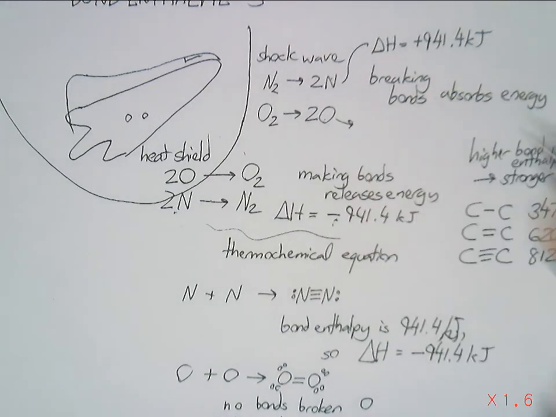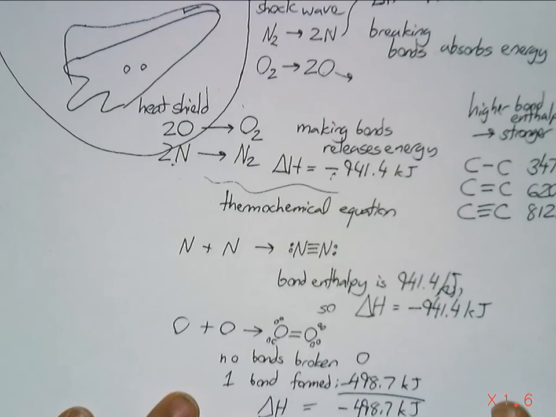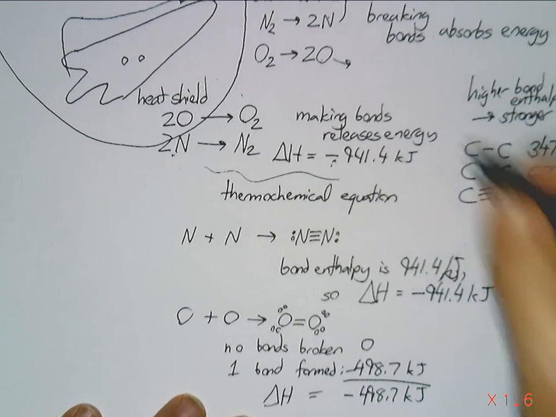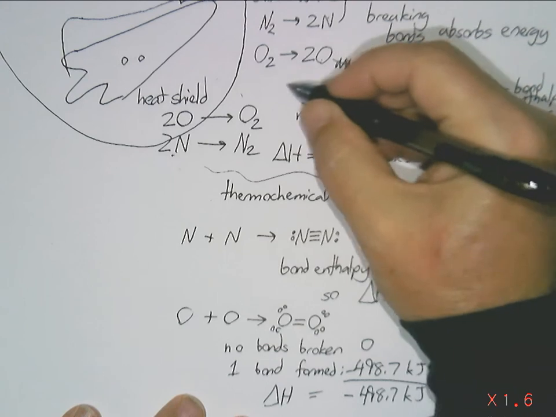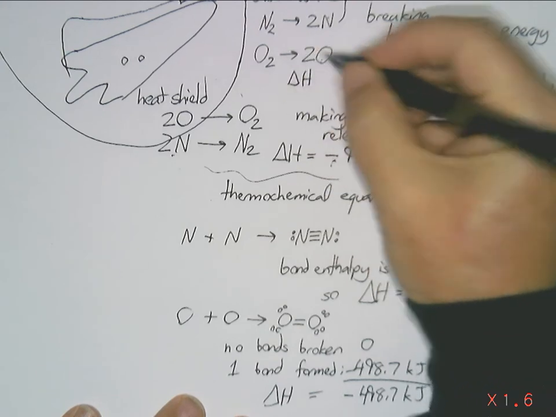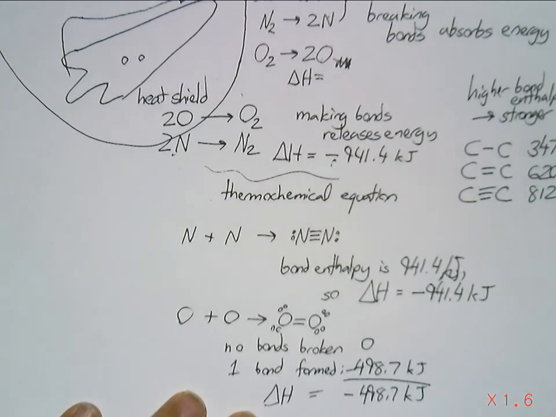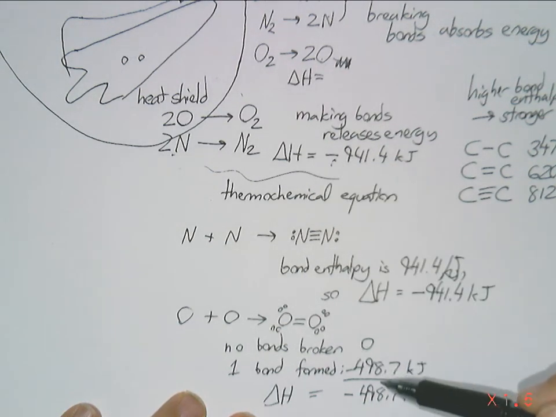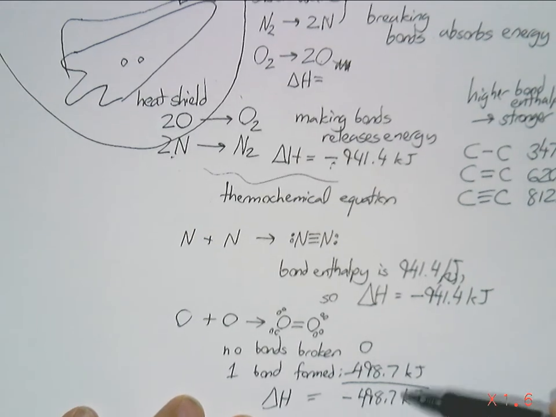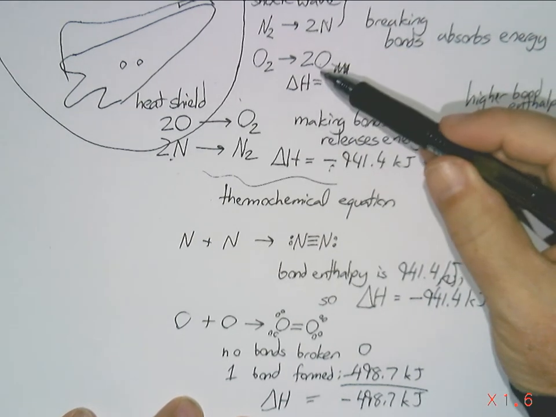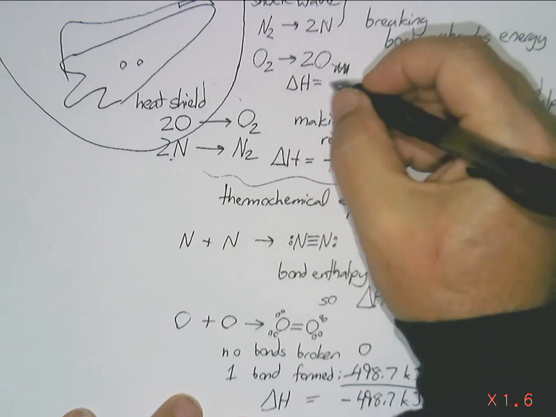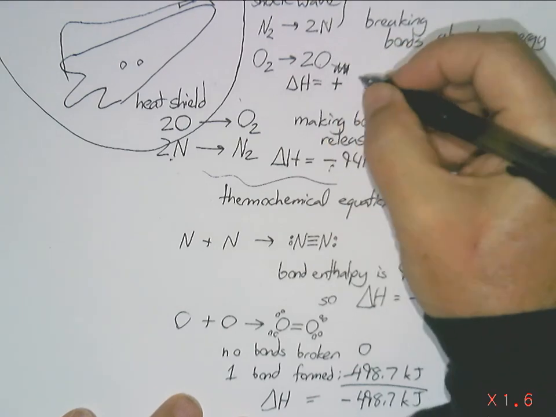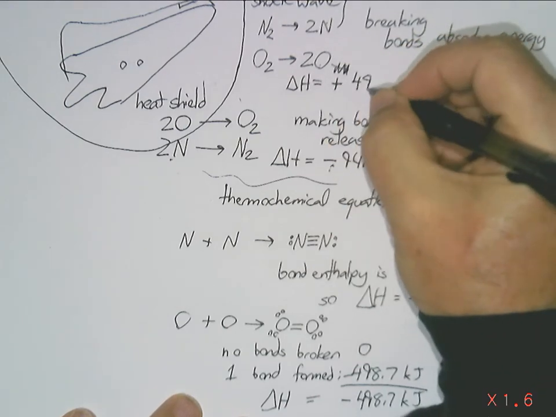What do you think, if you're following this, the delta H for this reaction is going to be? Well, we figured out that delta H for this reaction here is minus 498.7. And this is that same reaction flipped over. So here it's going to be plus 498.7.